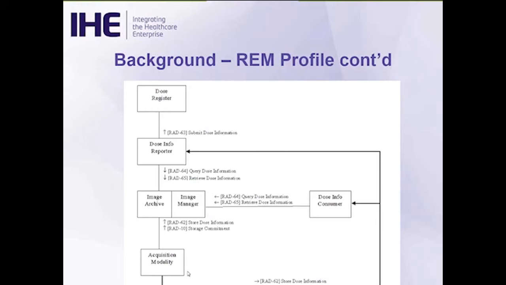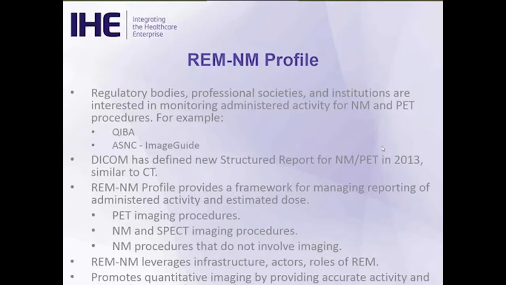From there, there are other consumers that may want to read those reports, collect and do some analysis on them into trending reports, for example, for a department or for particular types of procedures. And this profile also includes the idea that there might be registries outside of the institutions, for example, maybe professional institutions that set up registries to collect and analyze dose information from many institutions and do trending and recommendations based on that information. So in implementing REM-NM, we wanted to make reuse of as much of this infrastructure and transactions as we could in order to make implementation easy and to piggyback on what was already out there.